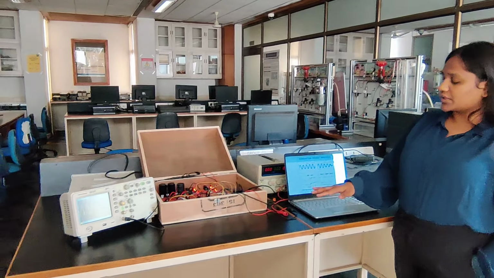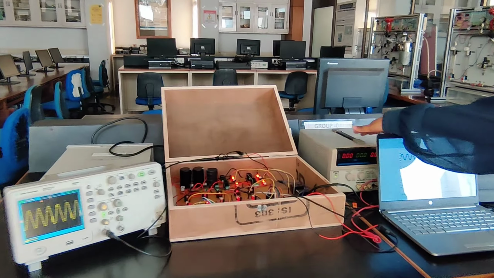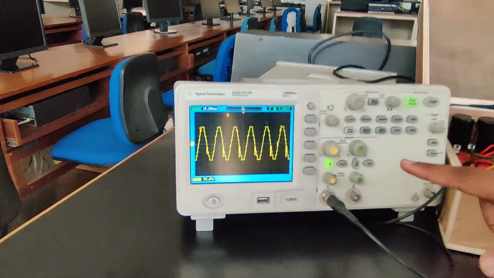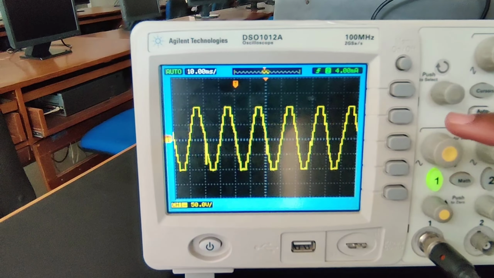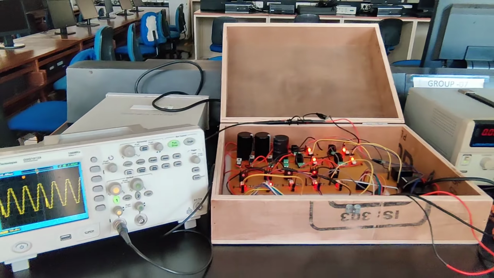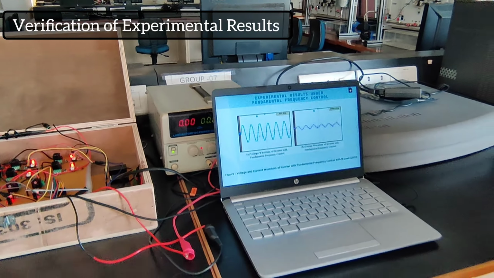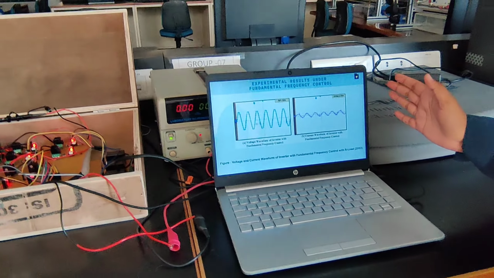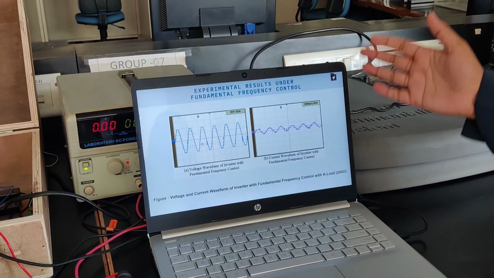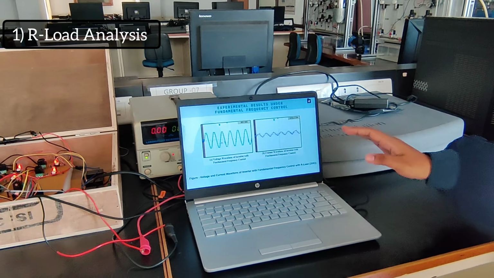As you can see over here, we are providing an input voltage of 50 volts and we are getting a 2 times boosted output of 100 volts. Moving on, here are the other dynamic test conditions under which we have gotten our experimental results. Firstly, we can see over here the fundamental frequency control.